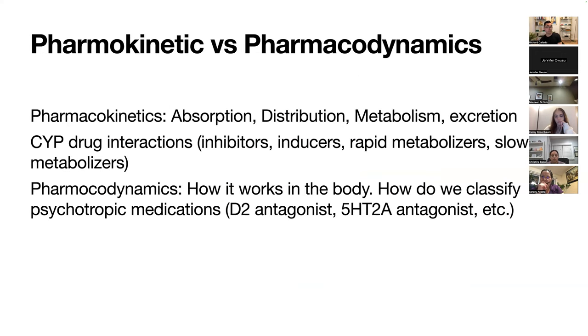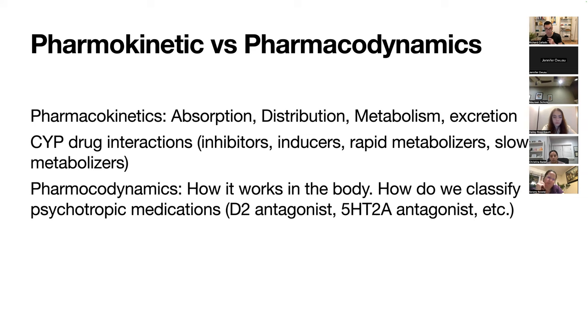Really know what pharmacokinetics versus pharmacodynamics is. I did ask a bunch of questions on that, on how you distinguish them. Pharmacokinetics is kind of how your body works against the medication, right? It has to do with metabolism, distribution, absorption, excretion, all right? Know the CYP enzymes, okay? Remember, we talked about a few of them last time. 3A4 is the most common you see in medicine. 2D6, the most common you see in psychiatry.